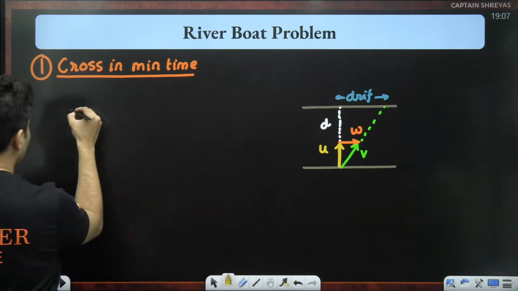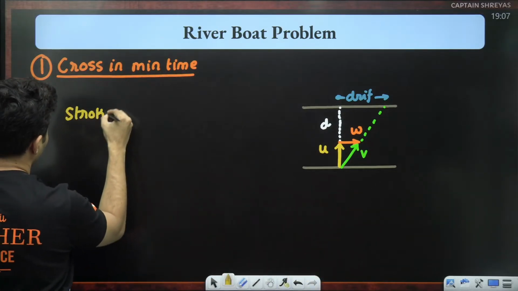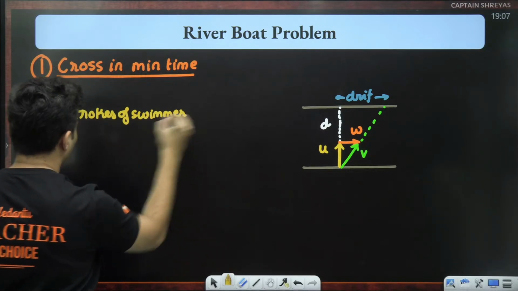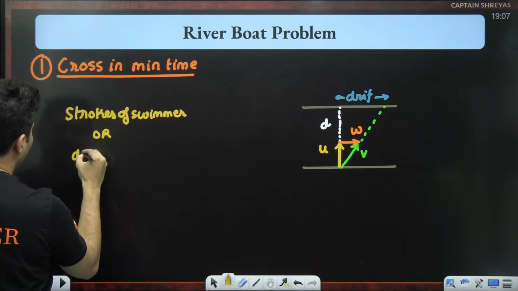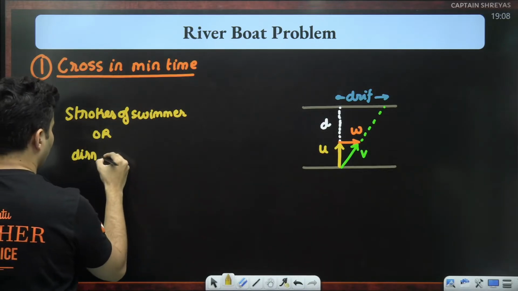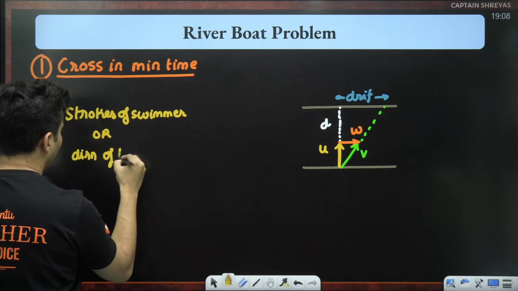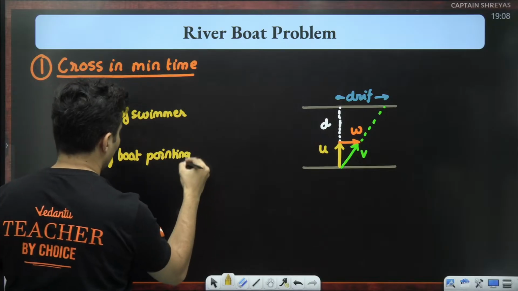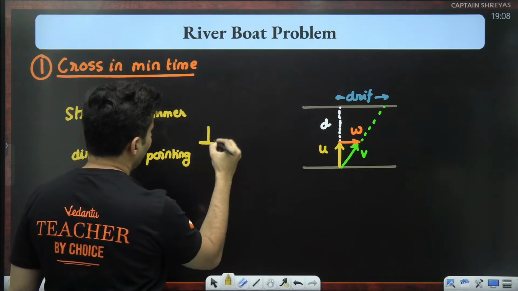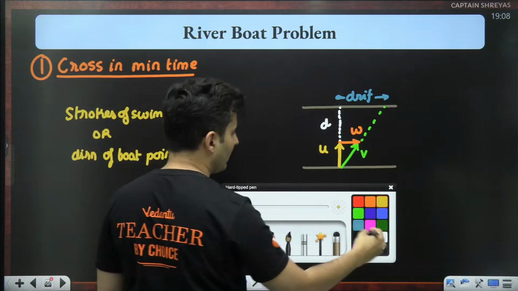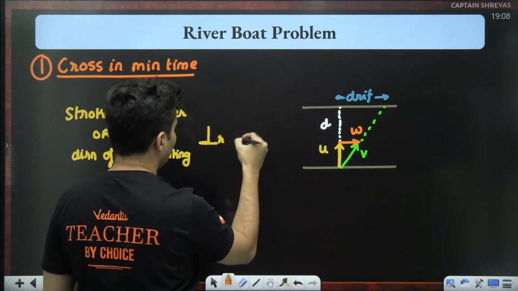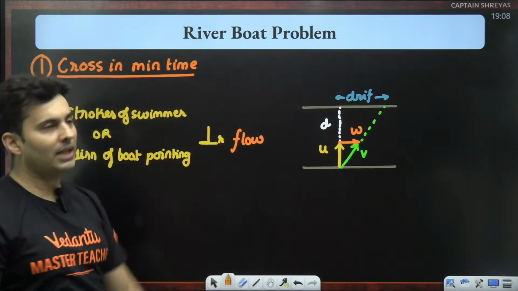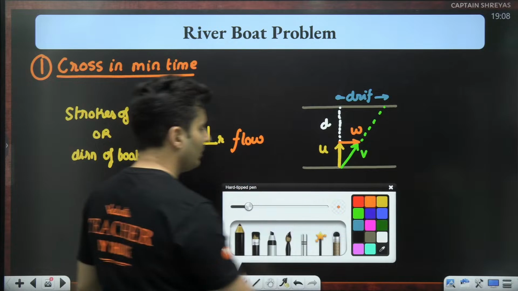So the strokes of the swimmer or the direction of the boat pointing towards will be exactly perpendicular to the flow of the river. That's when you take the minimum time to cross.